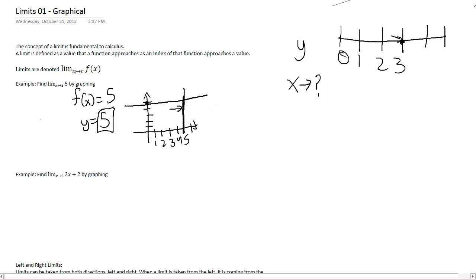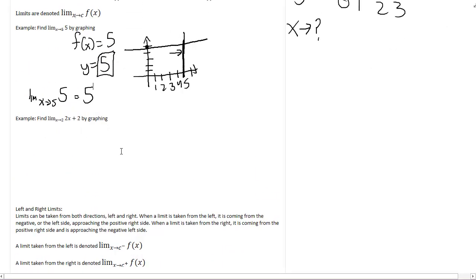So the final answer to this question would be quite simply the limit as x approaches 5 of 5 is equal to 5. Not the most exciting thing in the world, but it is important that you understand the foundations. So we'll try to carry on and just go into our next example here.